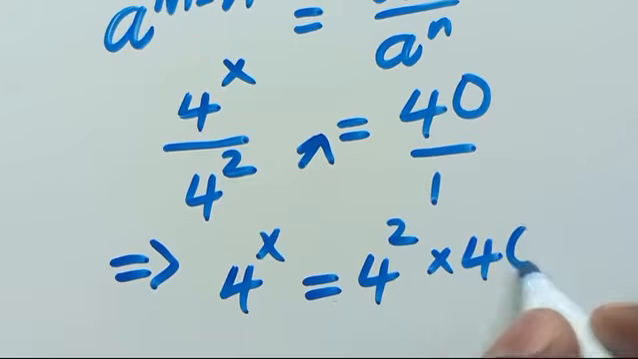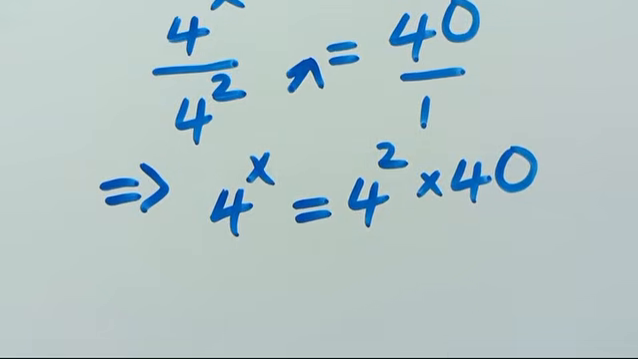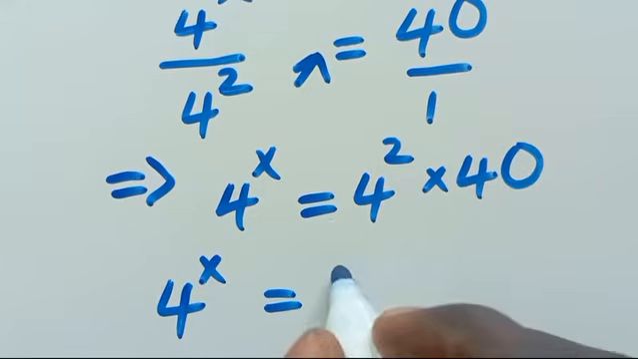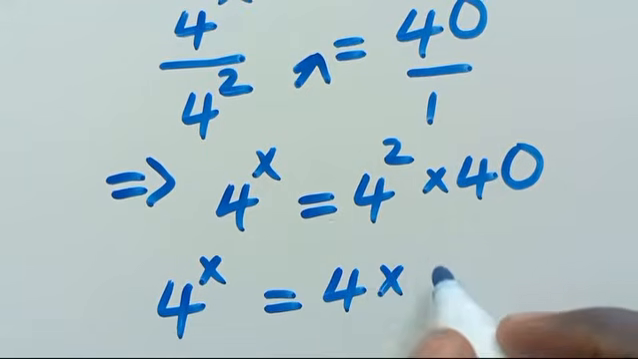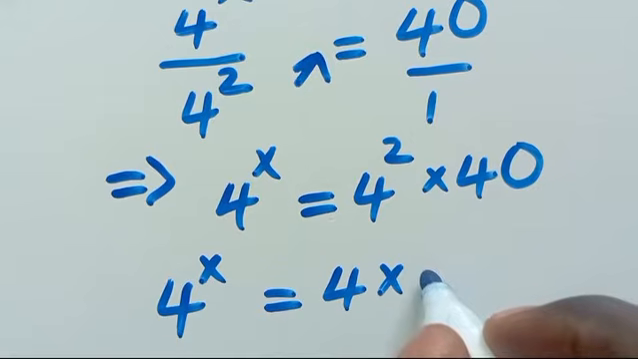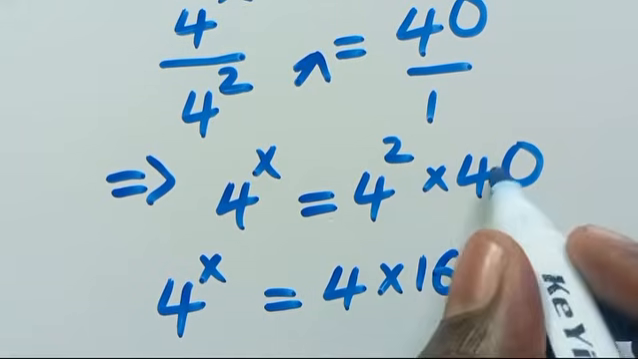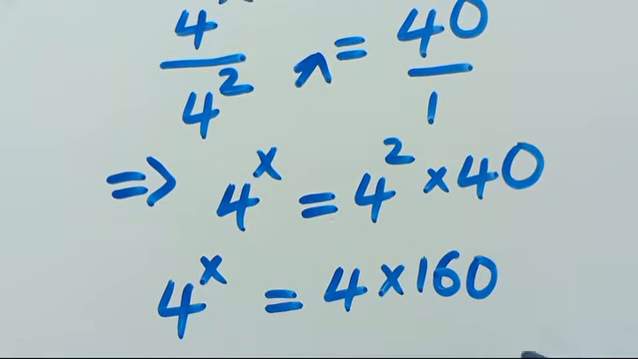times 40. So we have 4 to the power of x equals 4 squared, which is 4 times 40, and this will be 160.